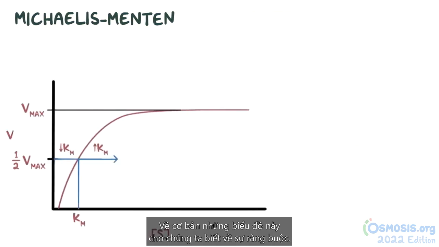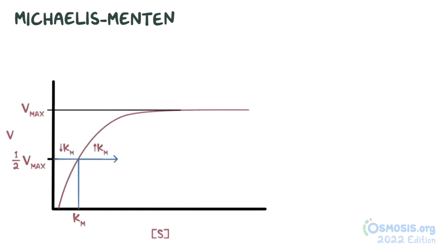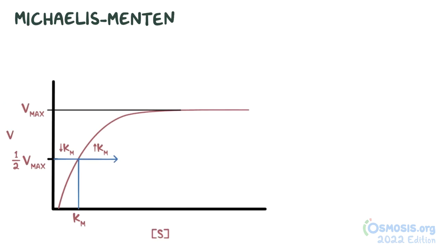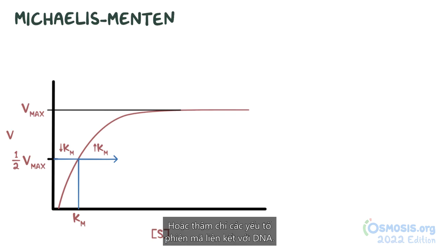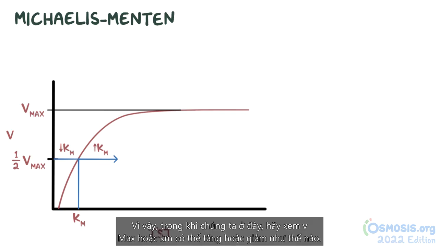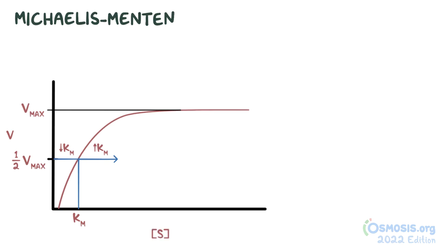Fundamentally, these graphs tell us about binding. In fact, the same graphic representation could be used to show how strongly drugs bind to receptors, or even transcription factors bind to DNA. So while we're here, let's look at how Vmax or Km can increase or decrease.